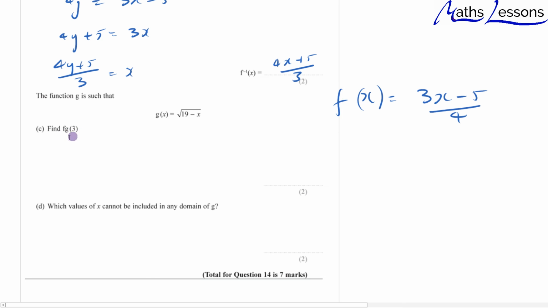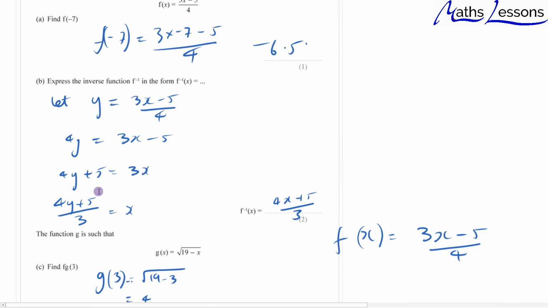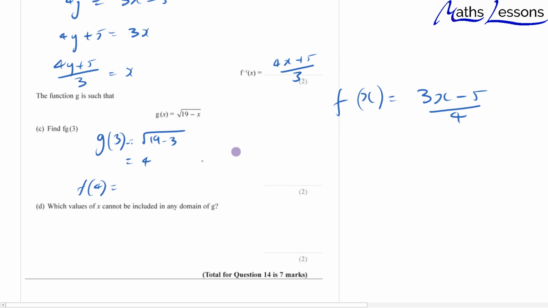Okay, so here we're going to do find f of g of 3. So that means we need to do the g of 3 first. Okay, find what g of 3 is and then put it into f. g of 3 equals the square root of 19 minus 3, that's the square root of 16, so that's 4 when you square root it. Now we want to do f of 4. F of 4, so we're going to get 3 times 4 minus 5 is 7, over 4, or 1 and 3 quarters.